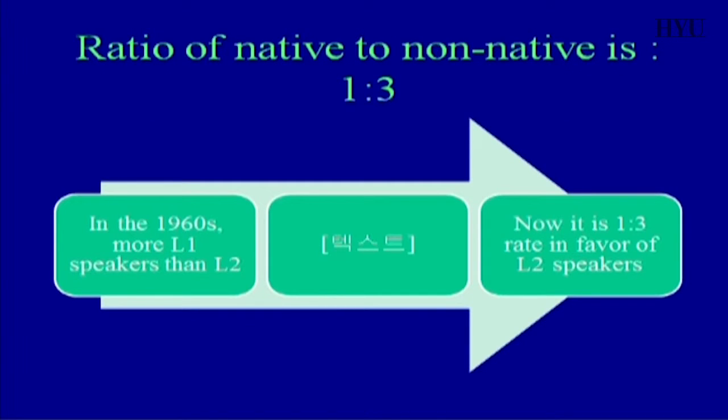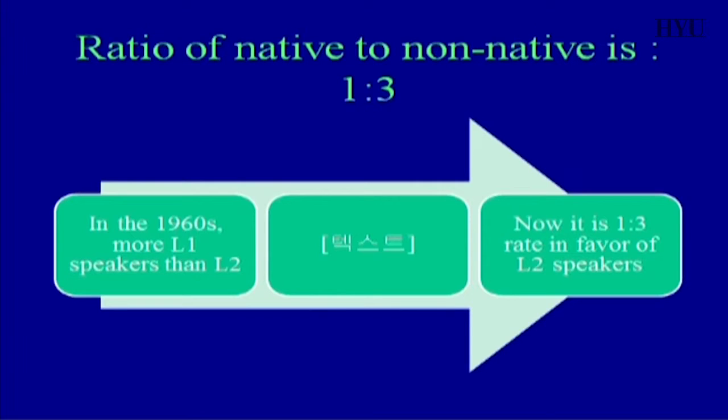In fact, this number is interesting. There is a reversal of the ratio between native speakers and non-native speakers. For example, in the 1960s, there used to be more L1 speakers than L2 speakers. What does it mean? Only five decades ago, there used to be many more mother tongue English speakers than speakers of English as a foreign or secondary language. Something must have happened in the middle. Now the ratio has reversed to 1:3, in favor of L2 speakers.